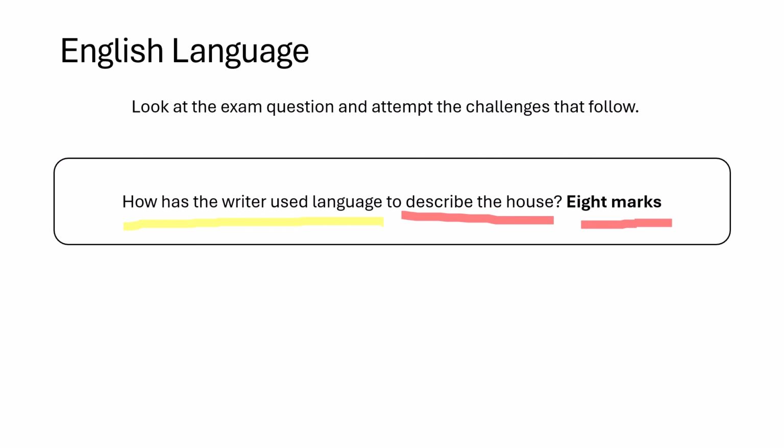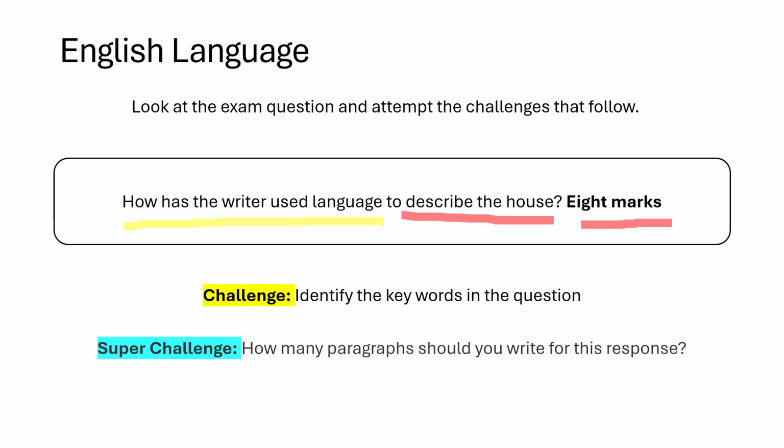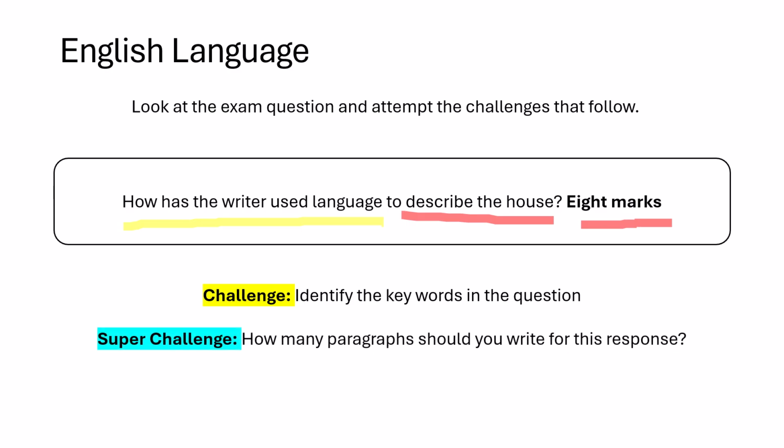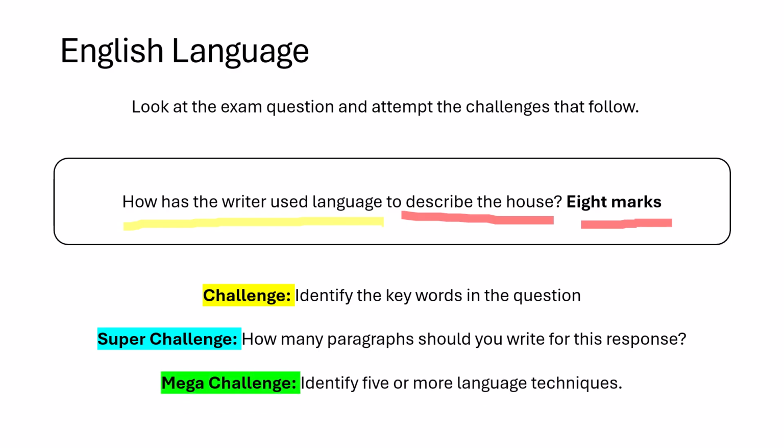So the first challenge we're going to think about then is, can you identify the key words in the question? This is going to help you to break it down and understand specifically what the examiner is looking for. Next, I'd like to think about how many paragraphs you should write for this response. As previously stated, this is worth 8 marks, so try and think about a proportional response in terms of the paragraphs you are producing.